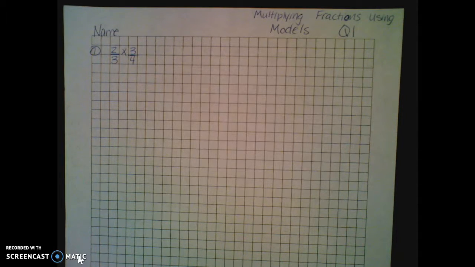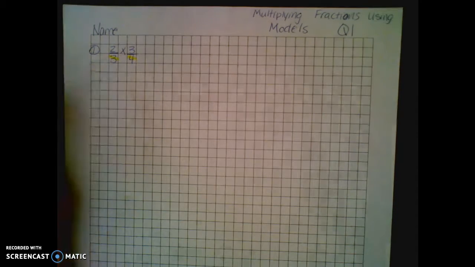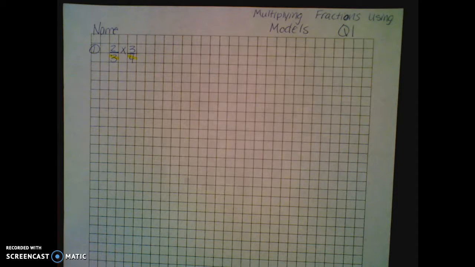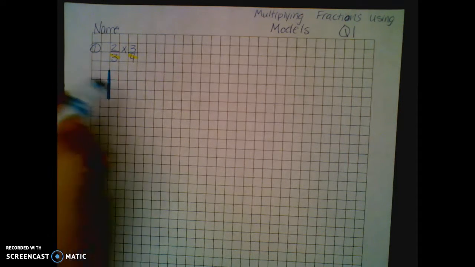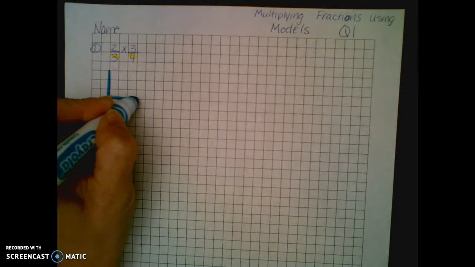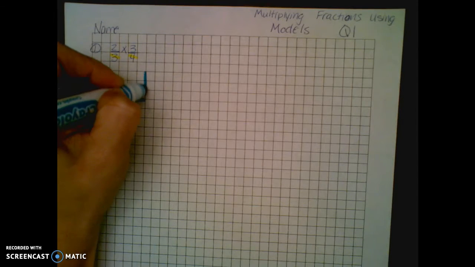If I wanted to multiply 2/3 times 3/4, the models that we make are very similar to the ones we make when we were multiplying with decimals. The only difference is we don't have a 10 by 10 grid. In this case, we look at our denominators, and that gives us the dimensions of the rectangle that we draw. So here I've got a denominator of 3 and a denominator of 4, so I am going to make a rectangle that is a 3 by 4.